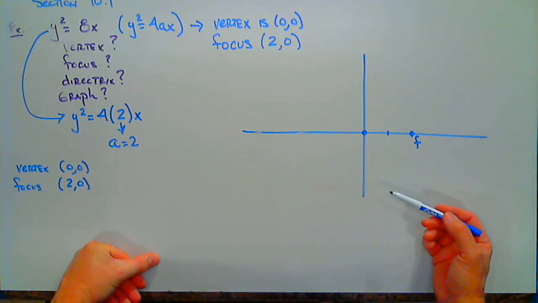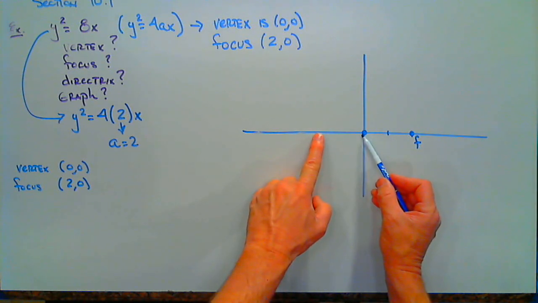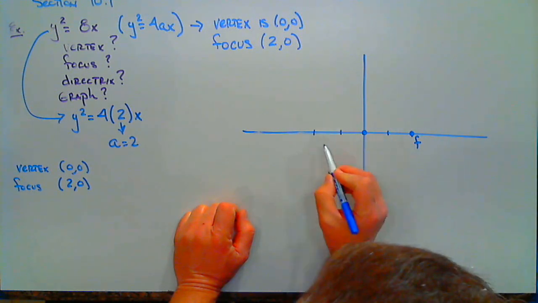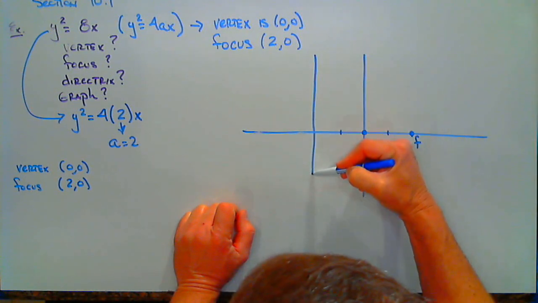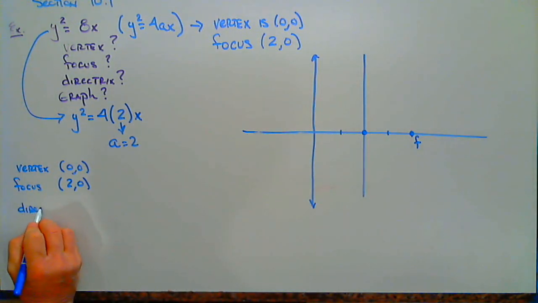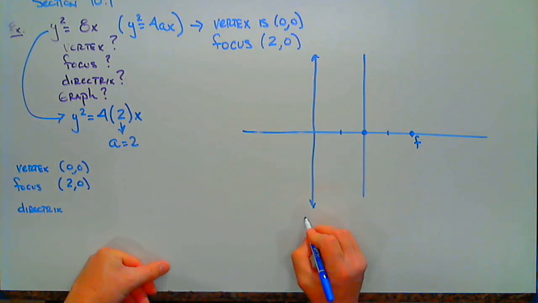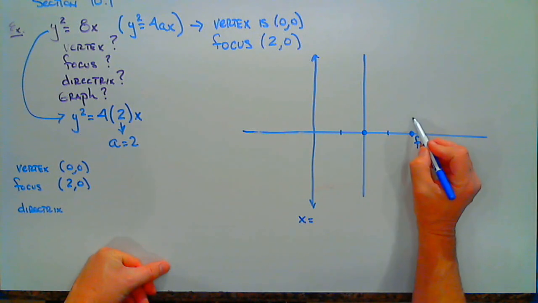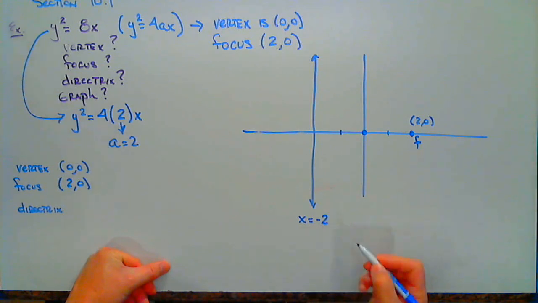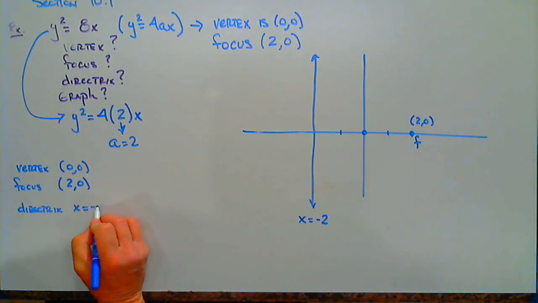We've begun to draw our graph. We have to know where our directrix is. Now remember, our directrix is the same distance away from the vertex as the focus. So our directrix is over here. This is our directrix. Now we have to write that down. Well, we all passed Algebra 1. We know a vertical line is x equals, and since that's the point 2, 0, we know this is x equals -2. That's in our theorem.